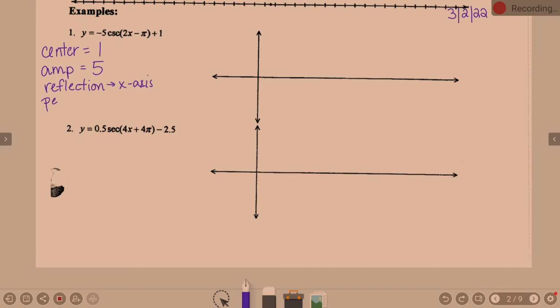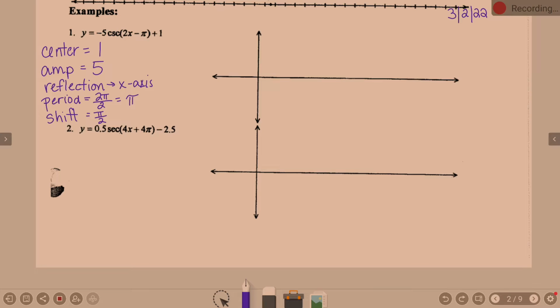What about a period? How do we find the period? Okay, 2 pi divided by b, and b is 2, the number in front of x. 2 pi divided by 2 is pi. And phase shift. Remember, phase shift is c over b. It's what's in that parentheses. So my c over b is going to be pi over 2. Opposite the sign, so it will be right pi over 2.